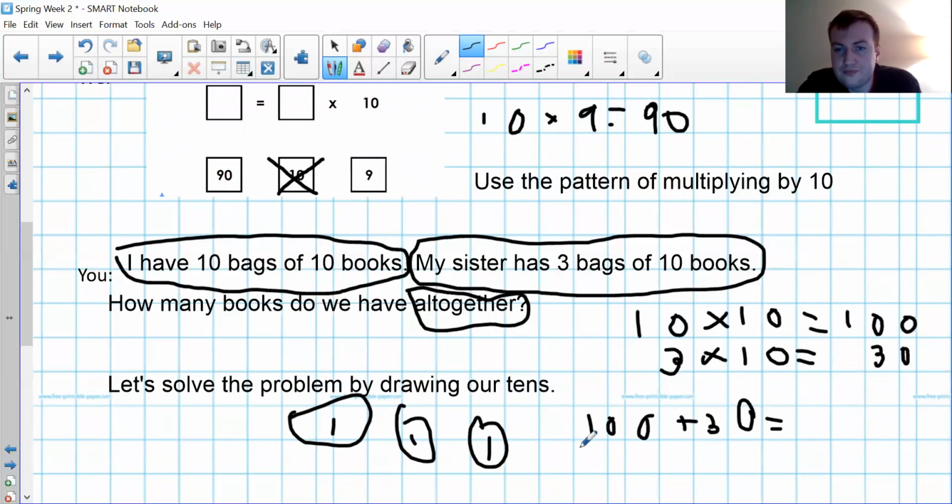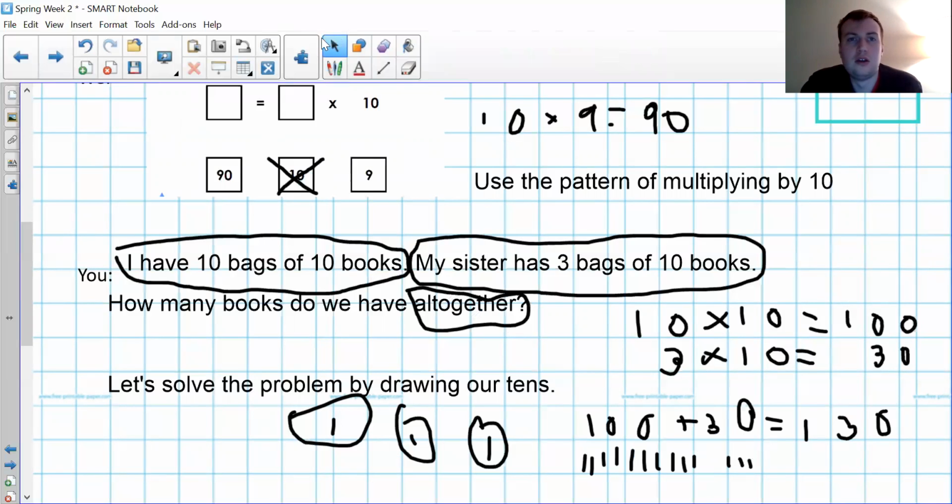Now, if we're not sure how to do that, we can draw our 10 tens. 3, 6, 9, 10, and then 3 more 10s, and then just count up in our 10s. So we know we've got 100 here, 110, 120, 130. So hopefully we got our answer as 130 books.